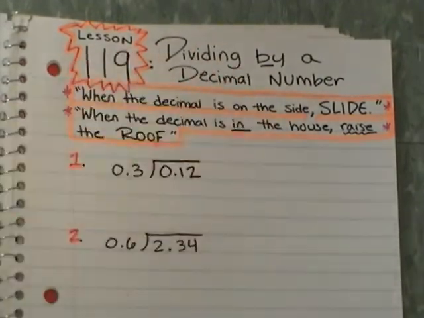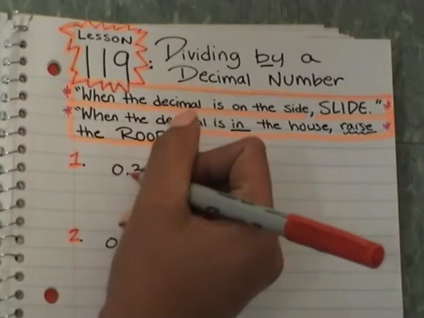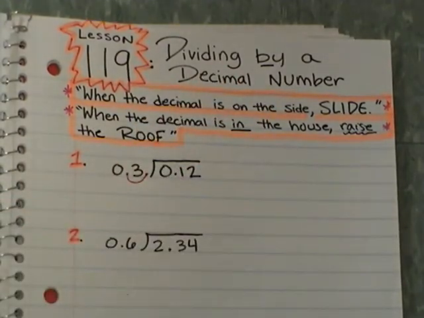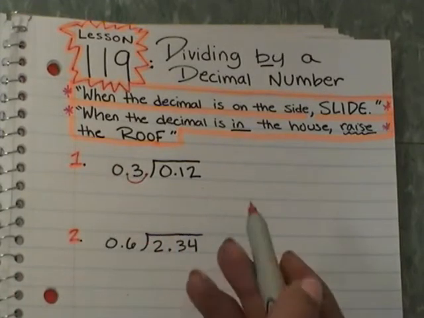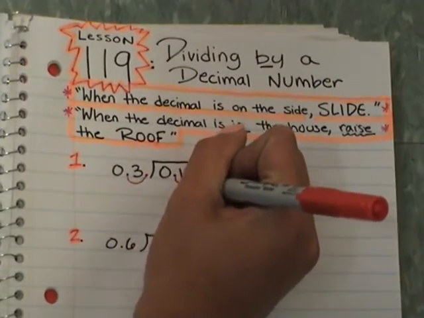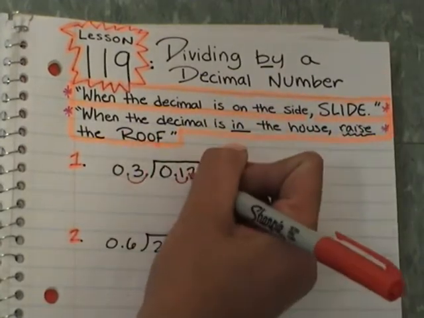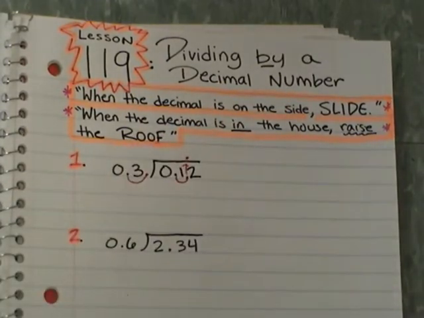In order to make 3/10 a whole number, we don't want to divide with that decimal. We want it to be a whole number. So I slide my decimal. I only have to slide this one once, and now I have a 3, which is really 3.0. If I move it one time, I have to move the decimal over here one time. Now, when the decimal is in the house, raise the roof. I take my decimal and move it up to my answer. And now I redo my whole problem.